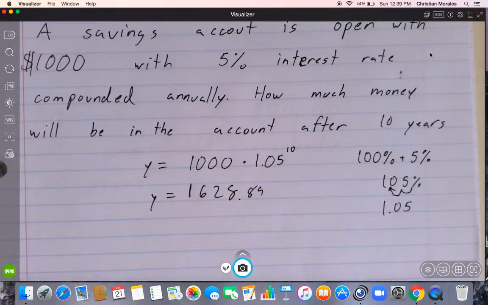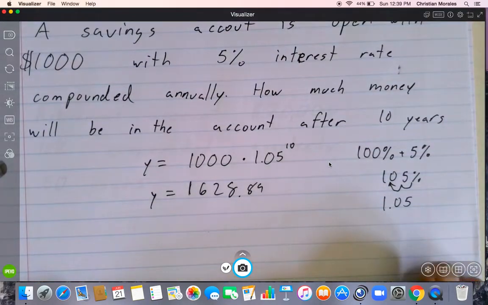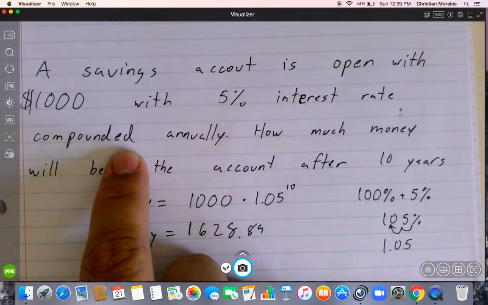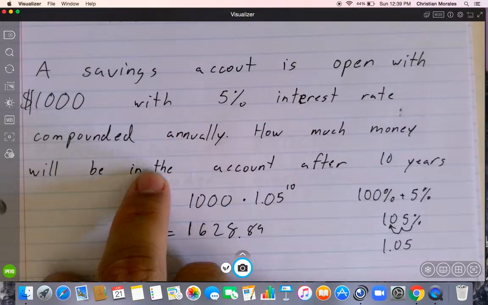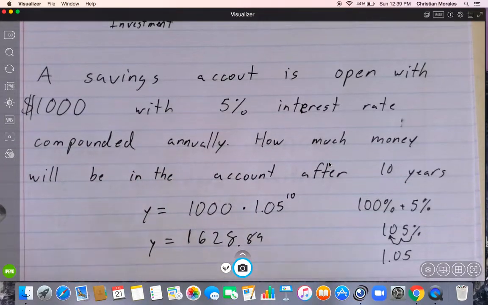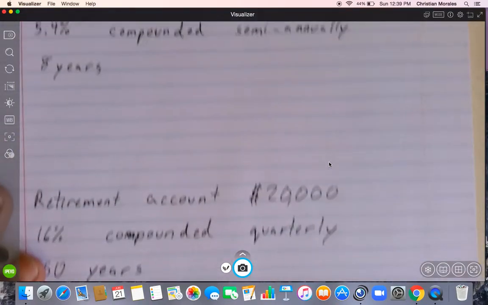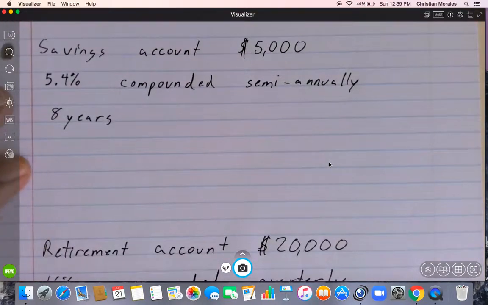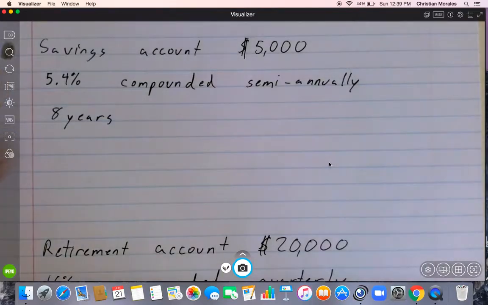Now, let's go back to the problems. There are three other kinds of compound interest. Now, annually is the easiest one, but there are other ones. So let's go over those three first. The other one I'm talking about is semi-annually.